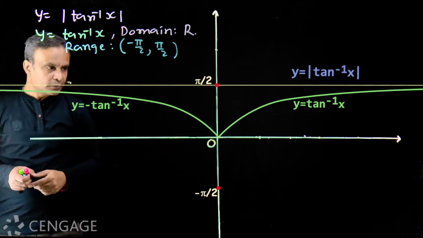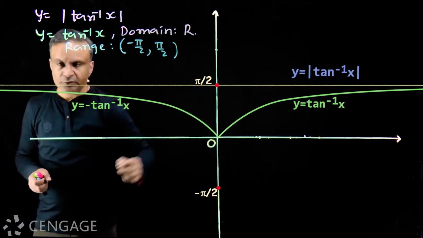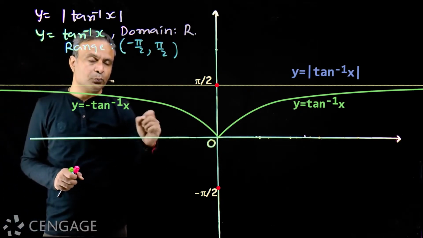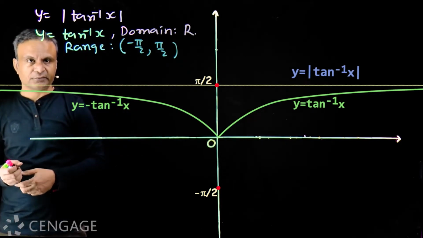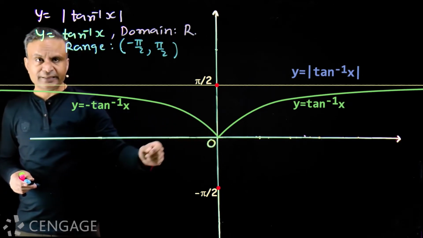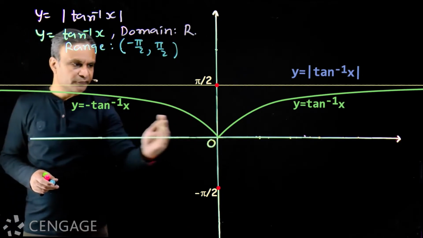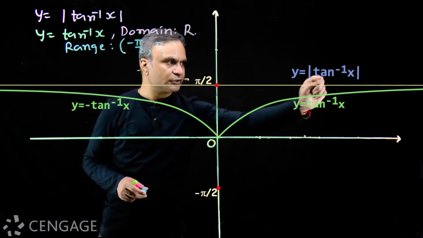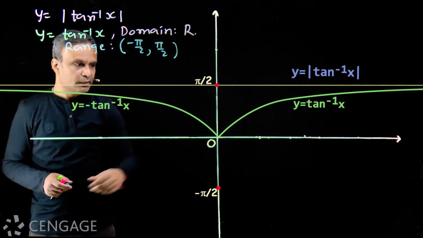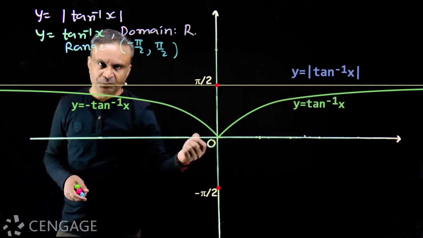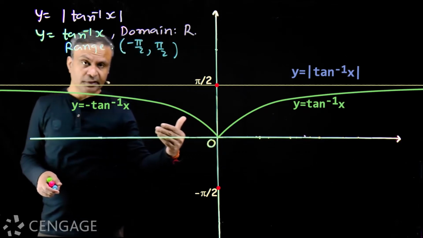The graph has a sharp turn at x is equal to 0, so x is equal to 0 is a point of non-differentiability. In the interval minus infinity to 0 the function decreases, and in the interval 0 to infinity the function increases. 0 is a point of minima, because the value of the function at x is equal to 0 is 0.